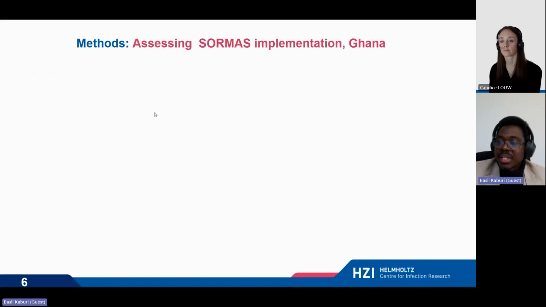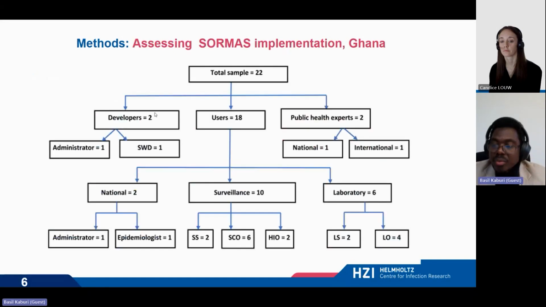To the methods of the research, it was a qualitative study, and we interviewed a sample of 22 stakeholders from across 7 broad professional categories, including the developers of the system, the users, and some public health experts involved in the implementation by way of advice and also the training of workforce.